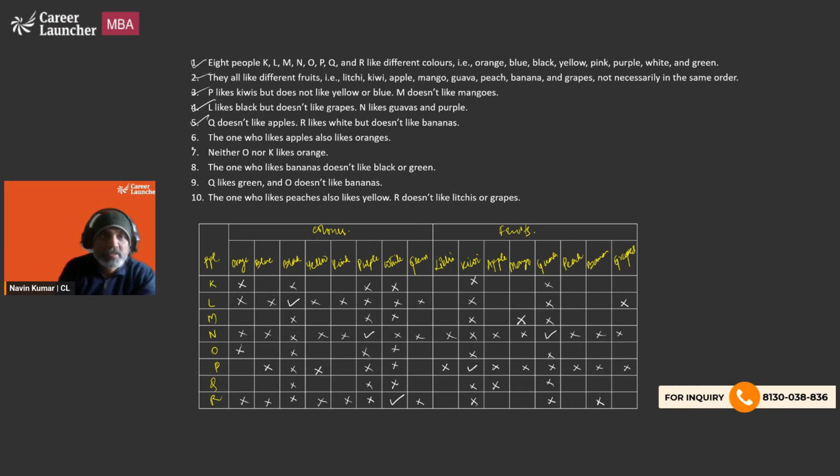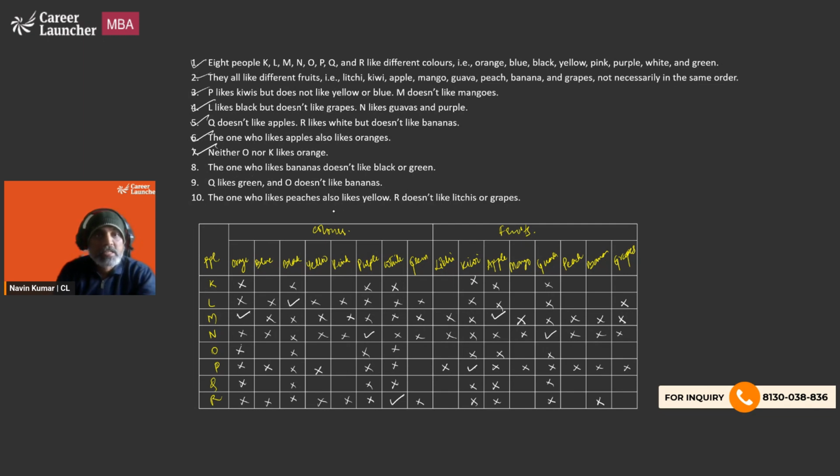So the only person who can like the fruit apple and the color orange is going to be M. So M likes orange and M likes apple. This is not true for K because he doesn't like orange. Not true for L, N, and O. For P and Q, they do not like apple, so we cannot have that combo. So we are done with this. We can cross this one out, and for apple, we can cross this one out.